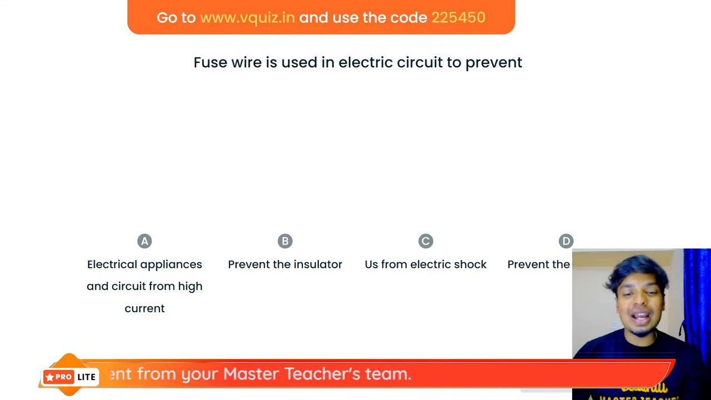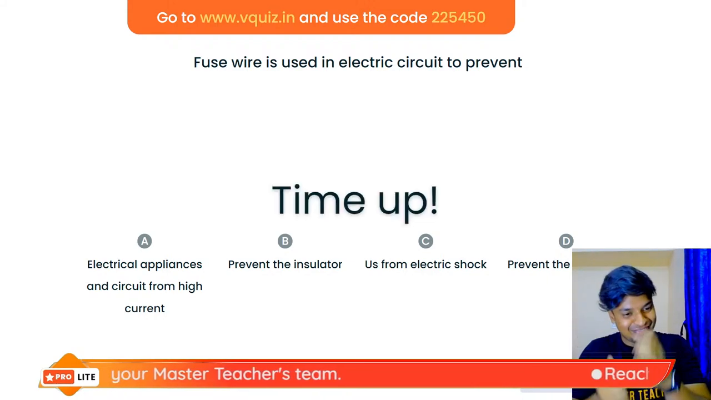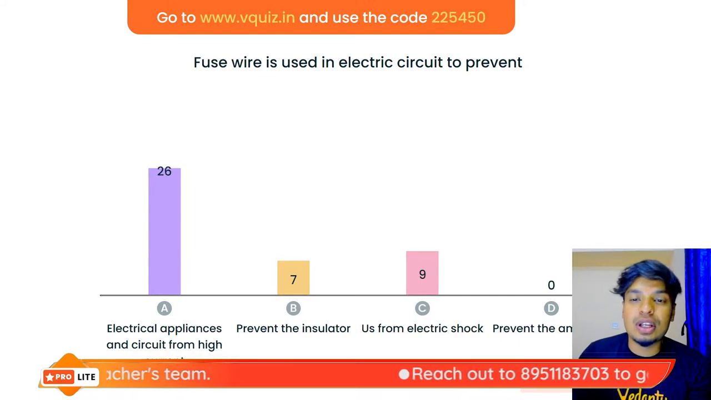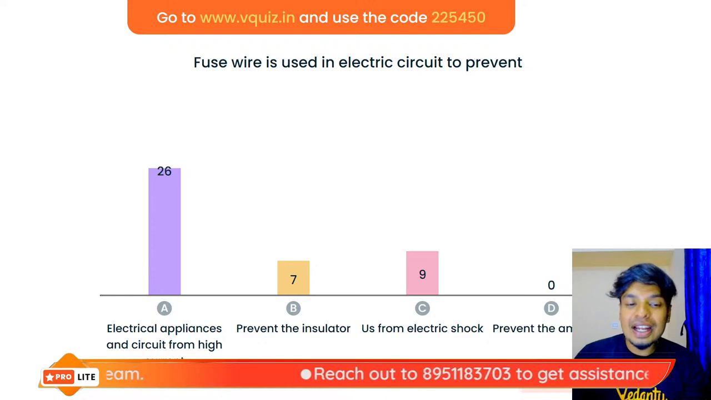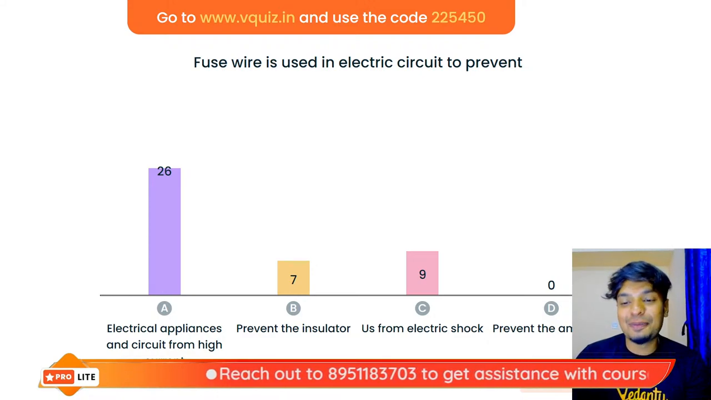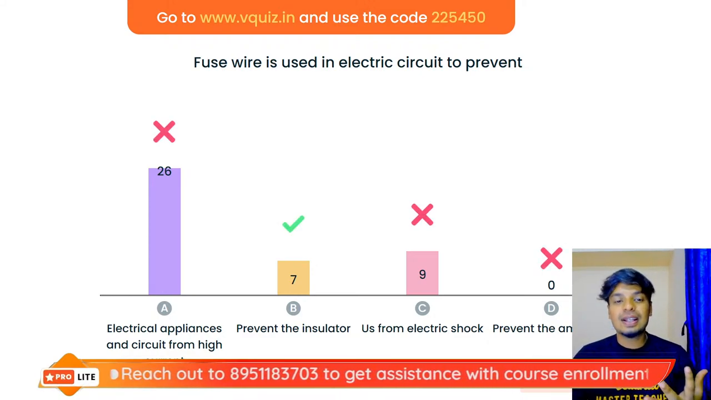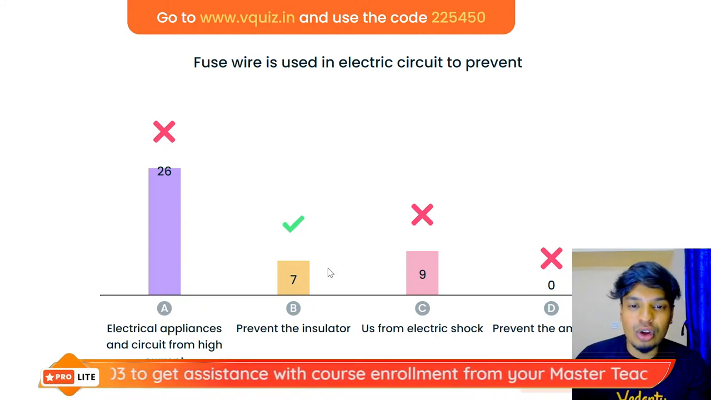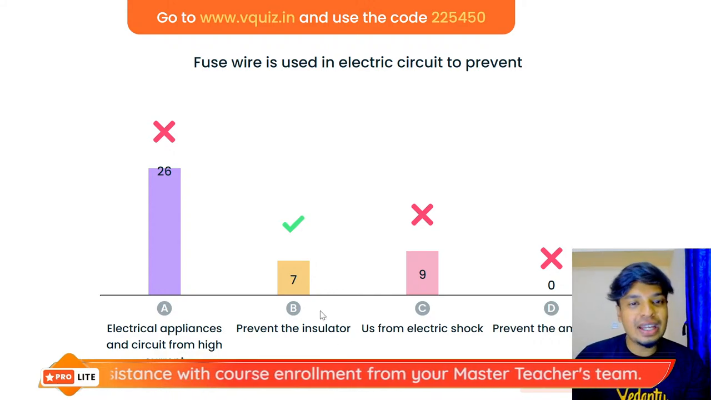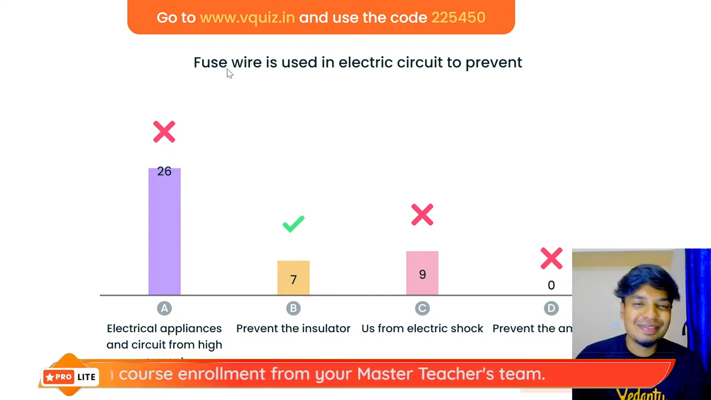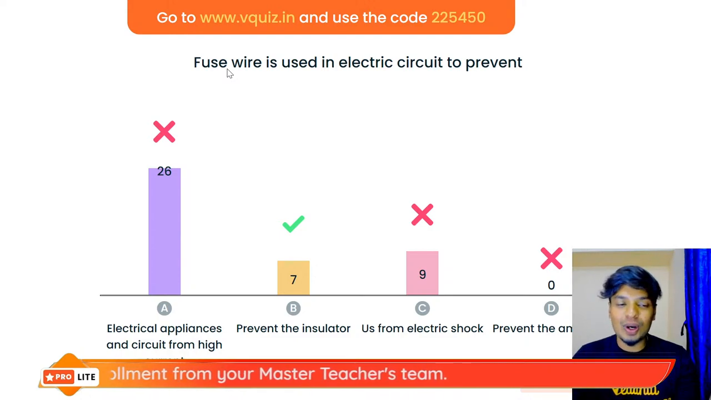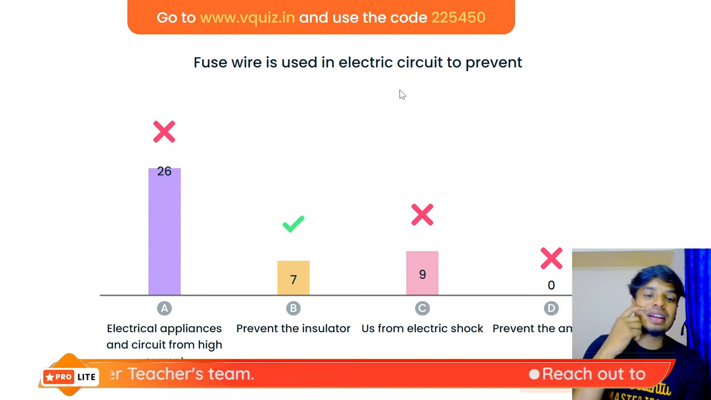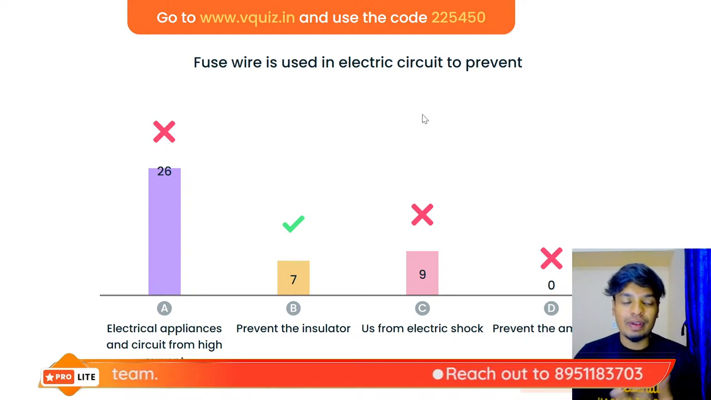Come on everybody, quick answers. Time up. Exactly, guys. Fuse wire is used in electric circuits to prevent electrical appliances and circuit from high current. Correct, guys. Prevent the insulator, guys, this question is marked wrong. I'm very sorry. I can't change the answers. So, fuse wire is used in the electric circuit to prevent electrical appliances and circuit from high current. To prevent them. All right.